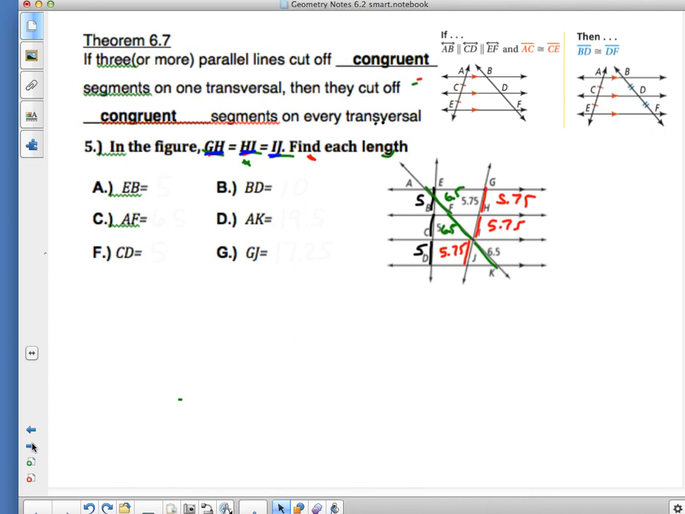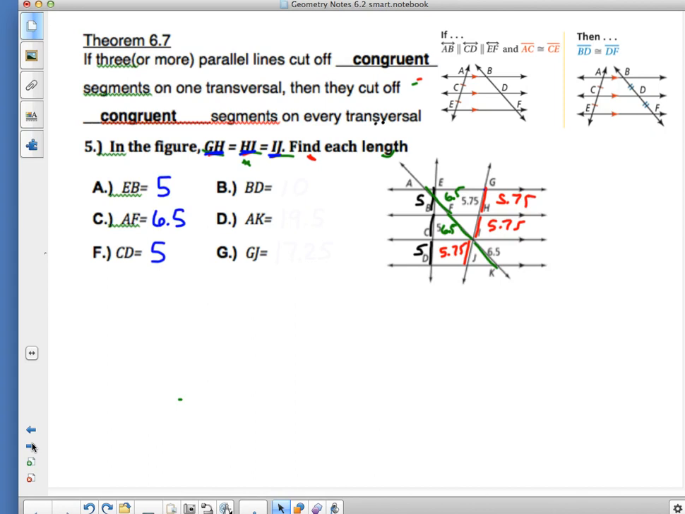Now, these parallel lines have to be the same spacing apart. They have to be for this to work, having that transversal come across. But if they are, any transversal I drop across those very same parallel lines, the spacing between each intersection is going to be the same. So I should be able to look at EB and go, well, EB is 5. And AF, well, that's 6.5. CD is talking about 5. So I should be able to pop those off, no problem.